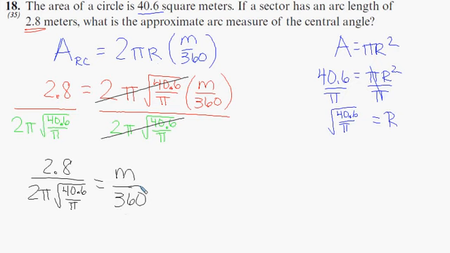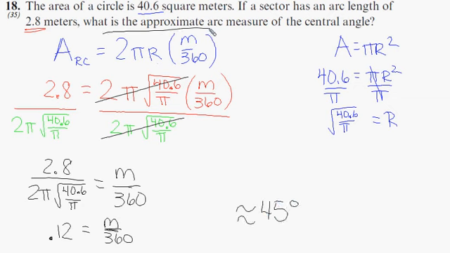If you enter all of this into your calculator, you're going to be left with approximately 0.12. So you have 0.12 equals m over 360. People, all you have to do to finish this out is multiply by 360, because this was divided by 360, so you're multiplying. You can leave this in your calculator, that big long row that had 0.12. 0.12 times 360, you should get approximately 45 degrees. And it said, what is the approximate arc measure? So you're fine.